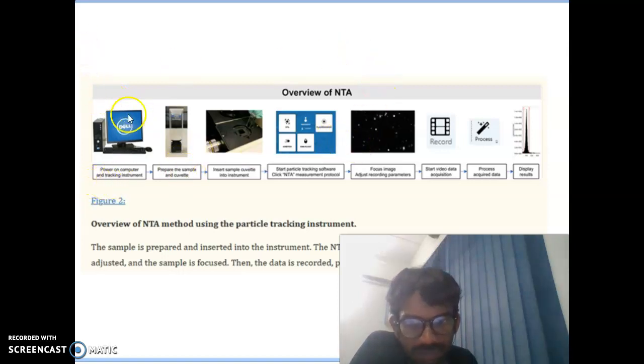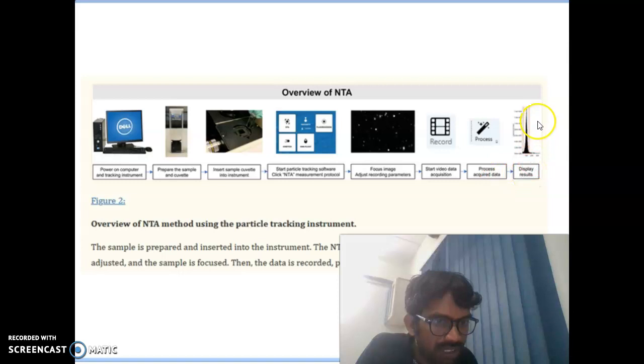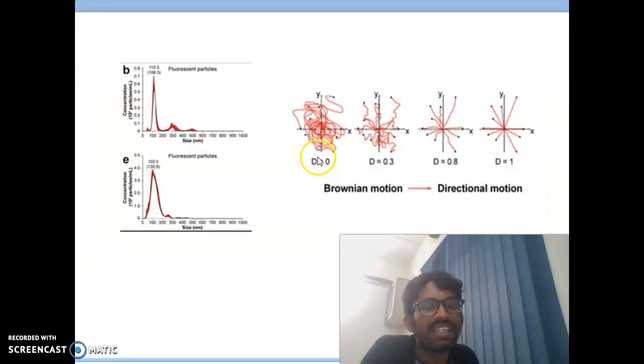You can see the power cartridge of the system, and this is the sample cuvette, and you can see the insertion of the cuvette in this instrument. This is the signal viewpoint and the focusing of it, then recording and the processing. Then after that you can see the display of the result. This is the proposed schematic diagram of the NTA.